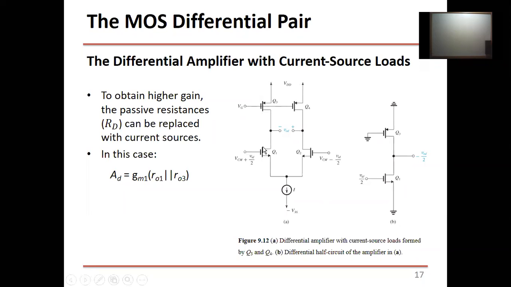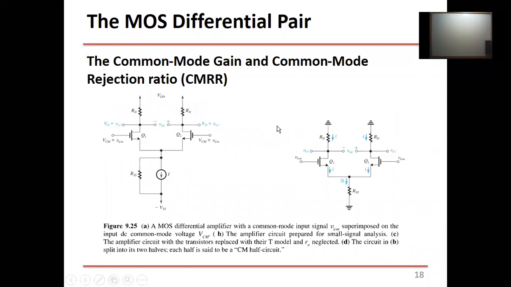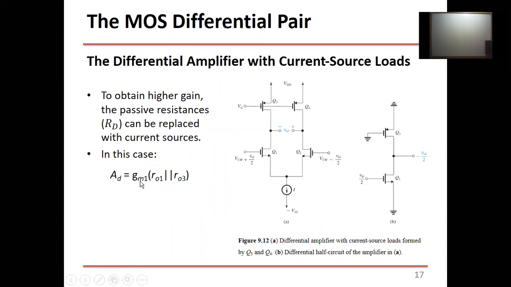So the gain is minus GM times RD. Now RD is RO3, right? RD is RO3 in parallel with the RO of this one, as we did before. This one has RO1 and this has RO3. So the gain is GM times RO1 parallel to RO3. Again, we assume that RO3 is the same as RO4, RO1 is the same as RO2, and GM1 is the same as GM2. So the gain will be GM1 or 2 times RO1 or 2 in parallel with RO3 or 4. Any question about this slide?